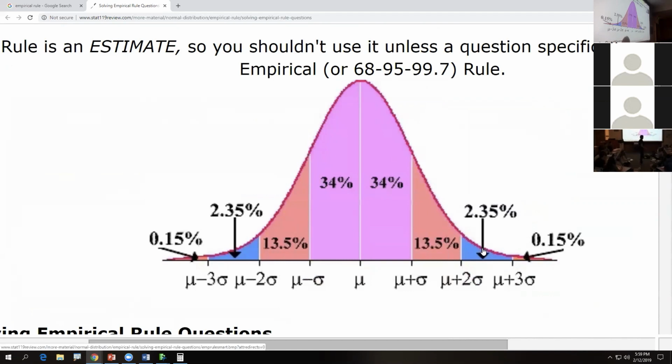Does that make sense? 99.7 is the next one. So what's that leave total outside? 0.3. So what's half of 0.3? 0.15. Now we go backwards, because remember we said 2.5 here, right? What is 2.5 minus 0.15?